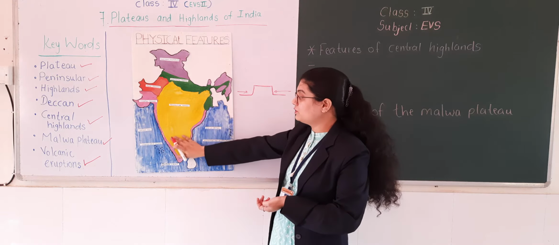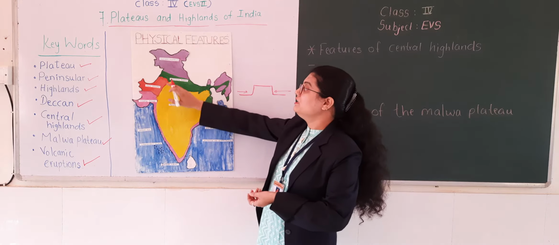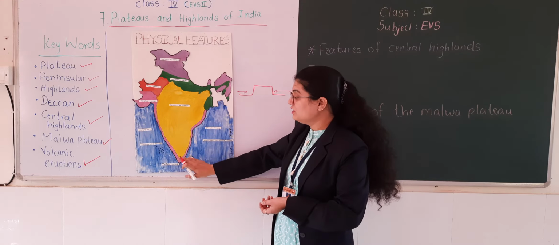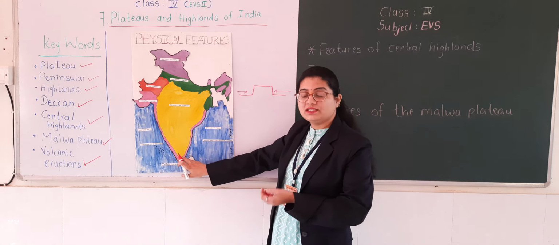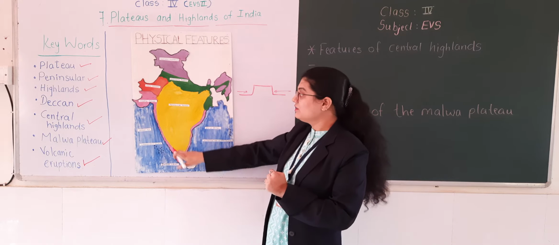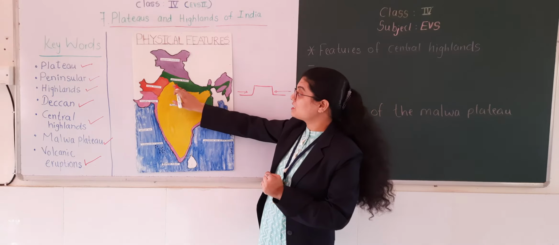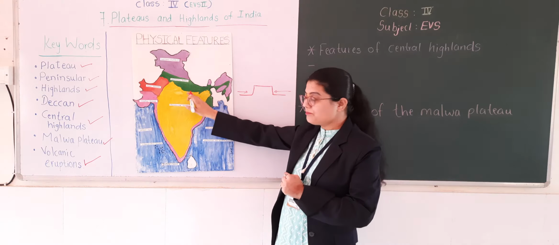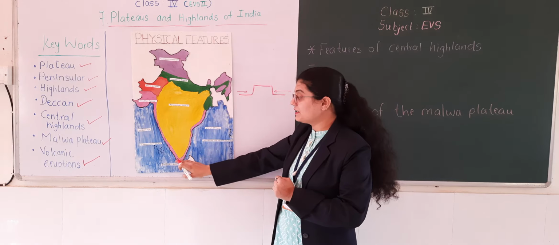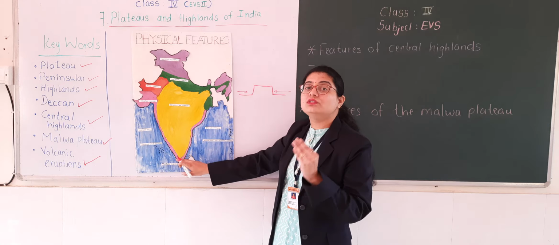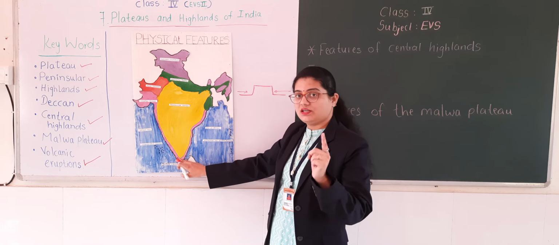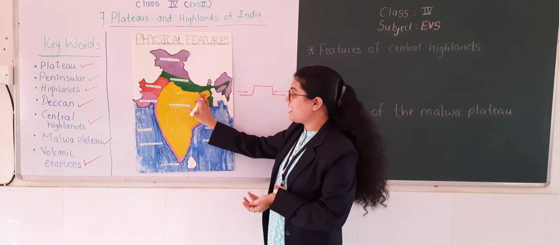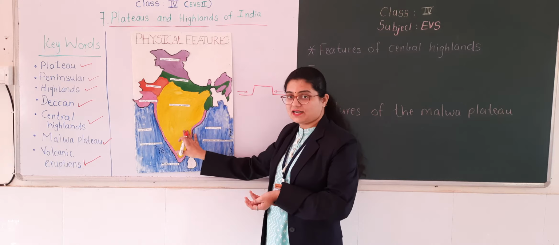Let us see about these peninsular plateaus. These peninsular plateaus lie below the northern plains and extend to the southmost tip of India. From where does it start? It starts to the south of the northern plain, and it extends towards the south tip of India. So we can see this region as peninsular plateaus.